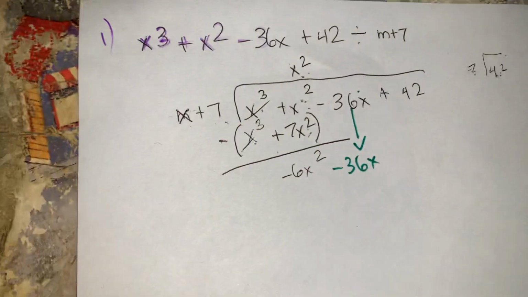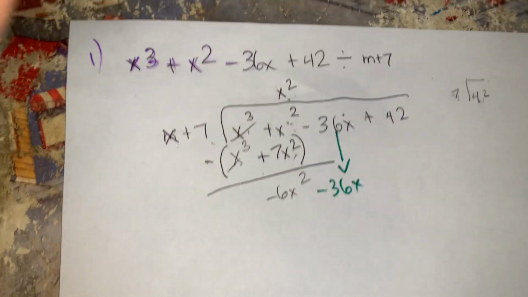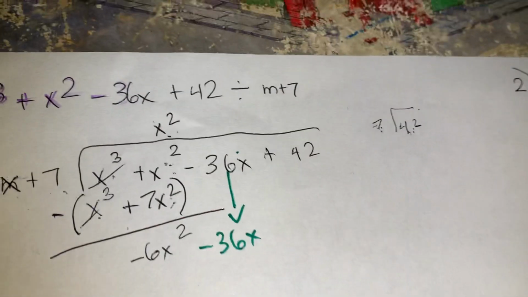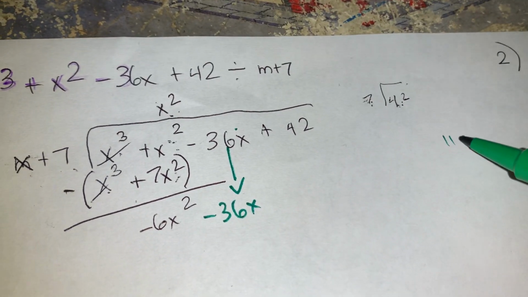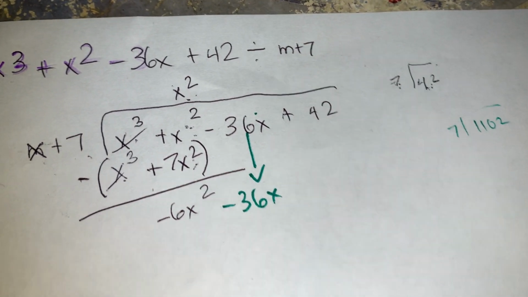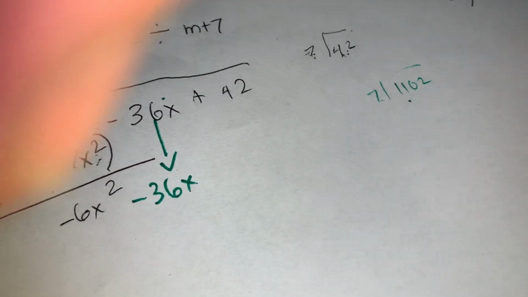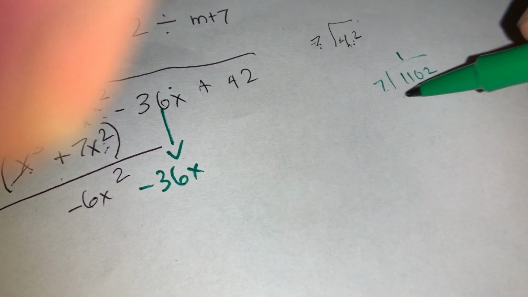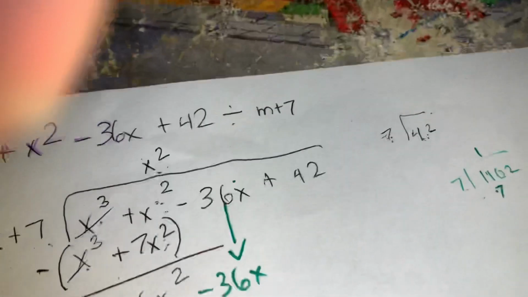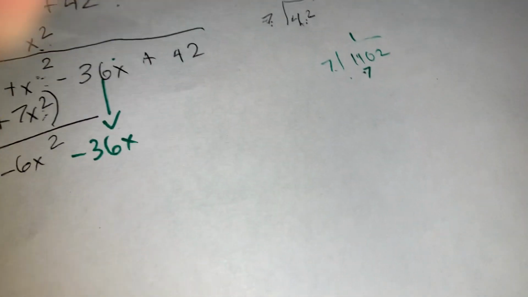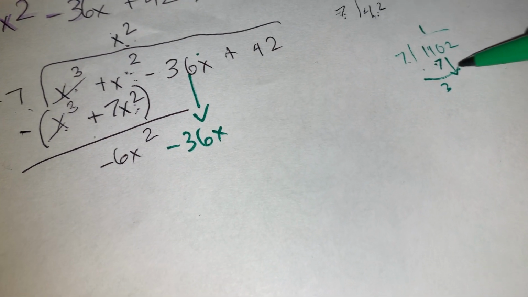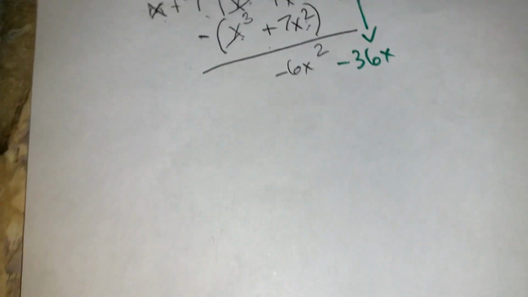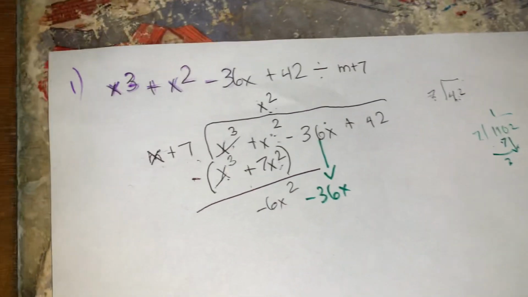Again, this is just like if you would divide real numbers. Suppose you had 1,102 divided by 7. Your 7 has to go into 11 once. So you write 7, then you subtract, just like we did here. 11 minus 7 is 3. And then we bring down the 0, just like we did right here. So it's the same steps, it's just with polynomials this time.